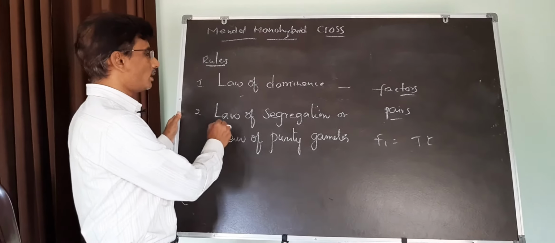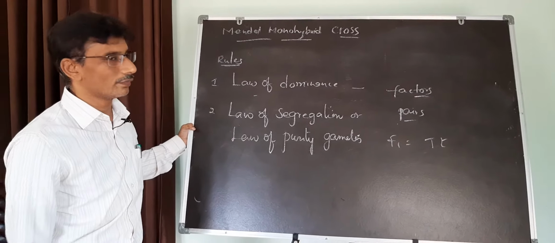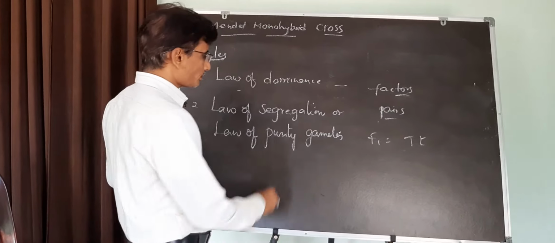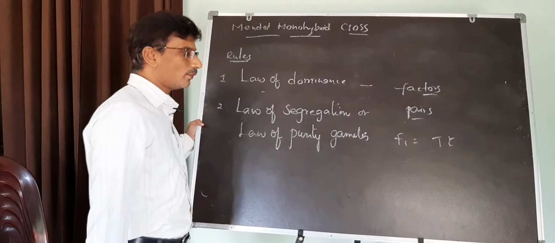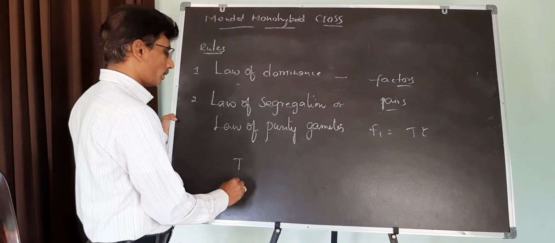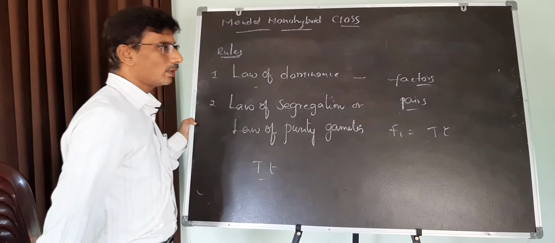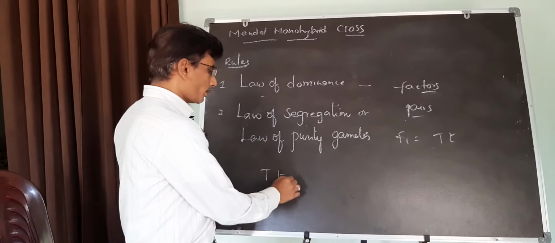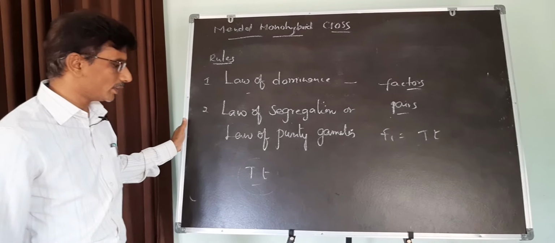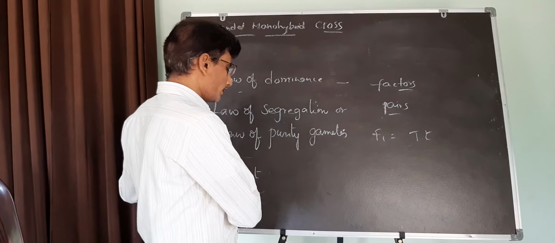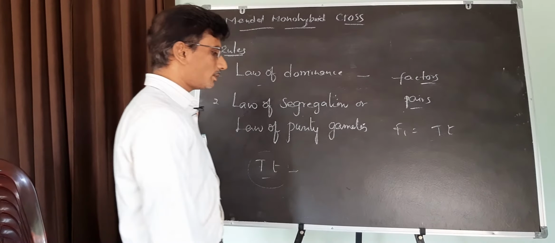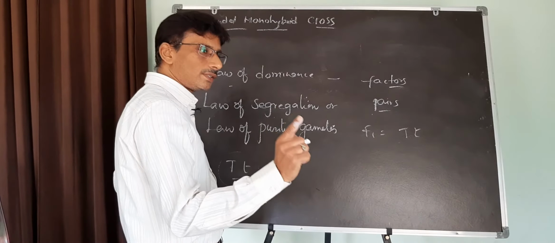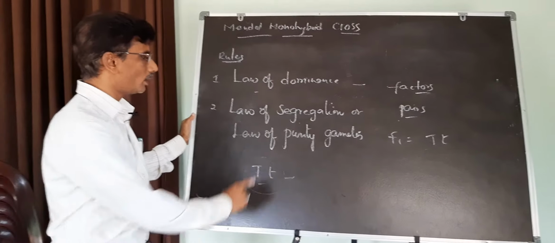Okay. Now let us see the law of segregation, or the law of purity of gametes. To understand this one, the capital T and small t are the alleles of the same gene, two different alleles. Whenever they exist in the heterozygous condition side by side or together, during the formation of the gametes, the gametes receive only one type of allele. That is the law of segregation.